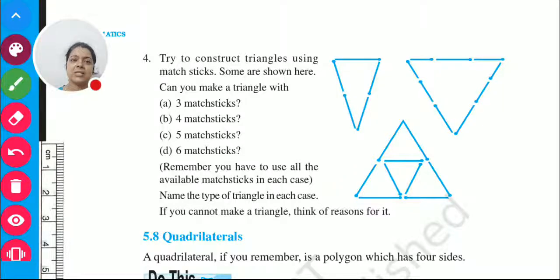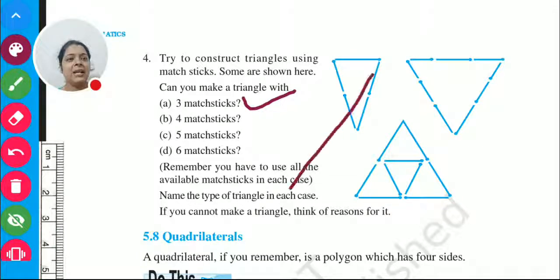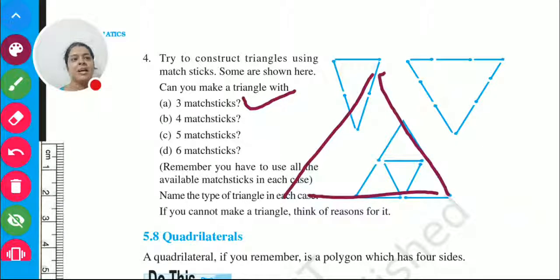So let's go for it. You have to take 3 matchsticks of the same size and form a triangle. Right. So what will it be? Can you make a triangle with 3 matchsticks? Undoubtedly, yes. I have 3 sides, meaning 3 matchsticks, and I can easily form it. One, another and a third. I have 3 matchsticks and I am able to form it.